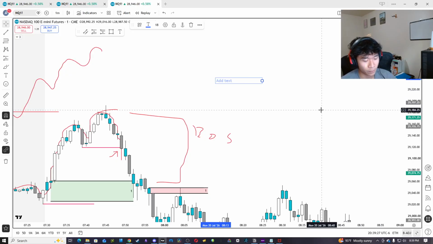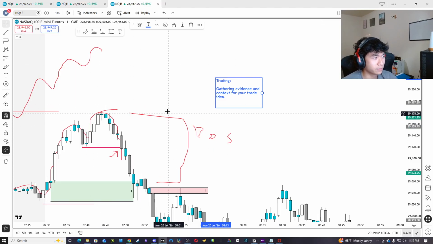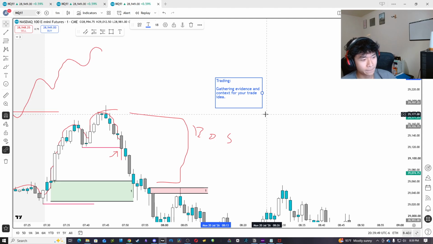This is essentially all trading is. Trading is that you're gathering this evidence and context for your trade idea. This is why I offer so many different ways to look at the market. Ultimately, you still got to look at supply and demand. But all these different things, what you're looking at is you're gathering all these pieces of evidence that confirm your thesis that price wants to go a specific direction.